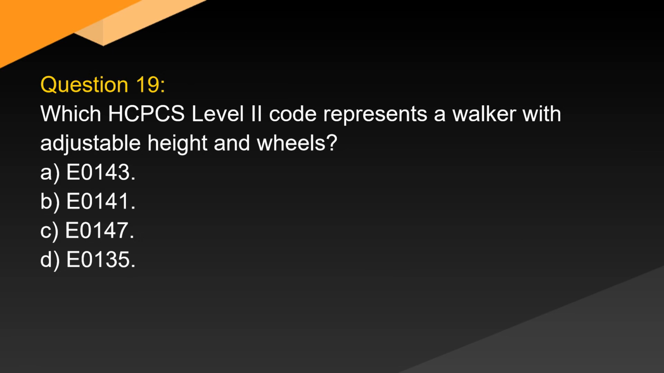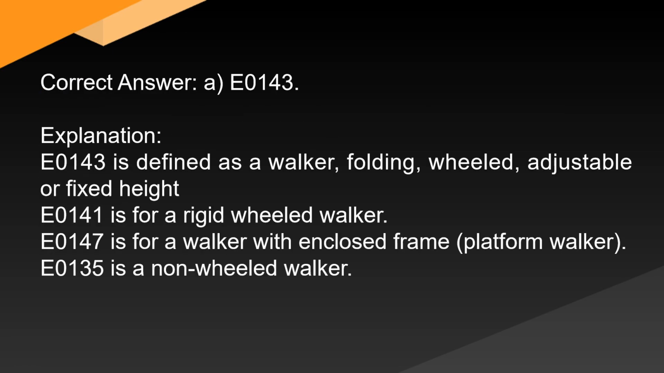Question 19. Which HCPCS level II code represents a walker with adjustable height and wheels? A. E0143. B. E0141. C. E0147. D. E0135. Correct answer: A. E0143. Explanation: E0143 is defined as a walker, folding, wheeled, adjustable or fixed height.